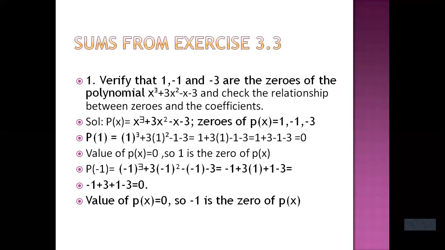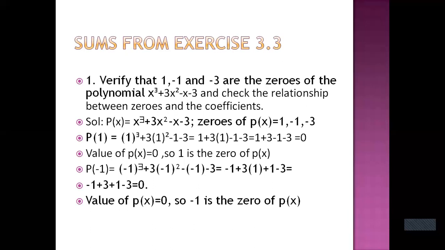Now let us find P of minus 1. That is equal to minus 1 whole cube plus 3 into minus 1 whole square minus of minus 1 minus 3. That is equal to minus 1 whole cube is minus 1, minus 1 whole square is plus 1. So 3 into 1, plus again minus of minus 1 will become plus 1, and the last term is minus 3. Then if you simplify, minus 1 plus 3 plus 1 minus 3. Again you see plus 3 minus 3 and plus 1 minus 1, which is equal to 0. So value of P of x is equal to 0. So minus 1 is a zero of P of x.